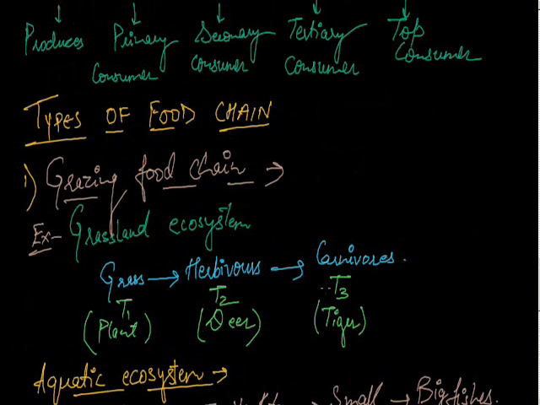So this is all about the food chain, the trophic levels and types of food chain.